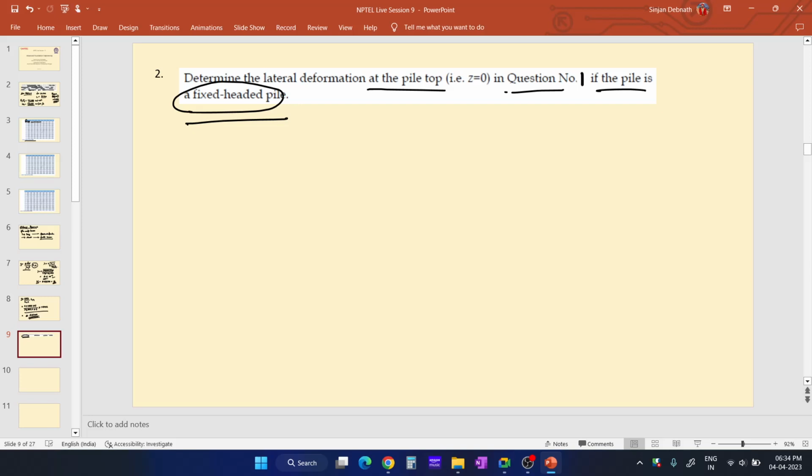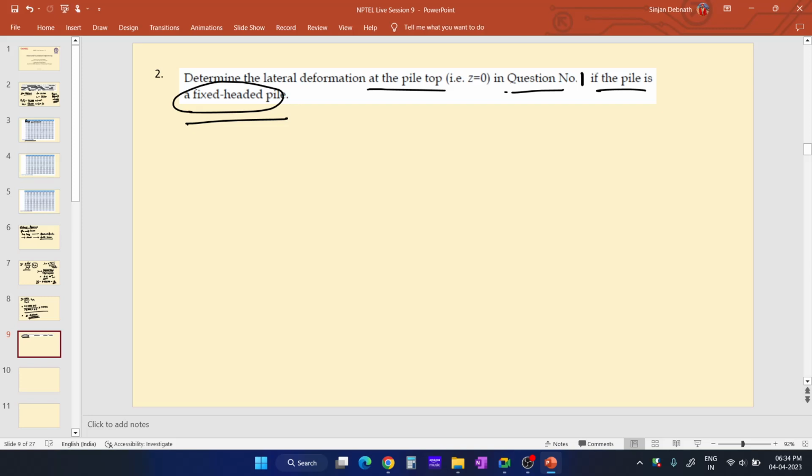So first of all, we need to find out the free-headed deflection. Let us consider that there is no fixity on top of the pile. The top of the pile is a free-headed pile. Forget about the fixity. First of all, you consider that the pile is a free-headed pile. Okay, so we need to find out the corresponding deflection of the pile head.